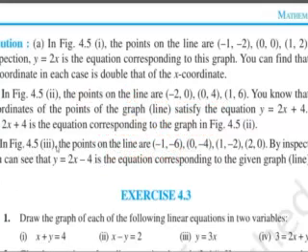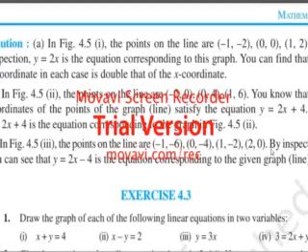In figure 4.3, the points on the line are -1 comma -6, 0 comma -4, 1 comma -2, 2 comma 0. By inspection we can see that y is equal to 2x minus 4 is the equation corresponding to the given graph line. Okay, so that's all about the example.